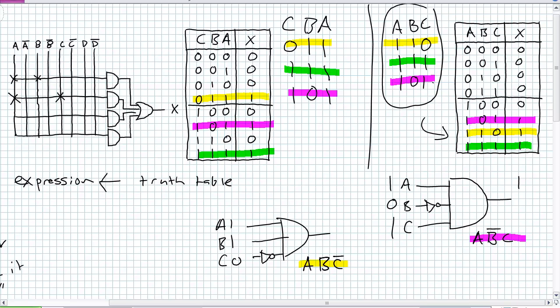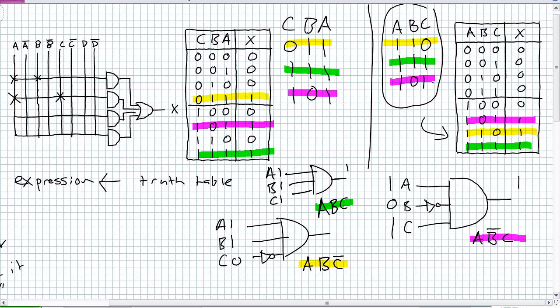How do you do that for the green? I'm going to take an AND gate. I want it to have a high output when A is 1, B is 1, C is 1. I don't have to do anything with it. What's the expression in green? A ANDed with B, ANDed with C.